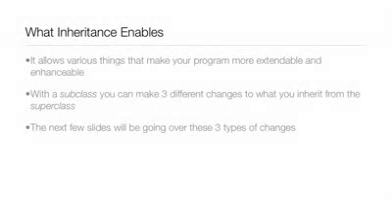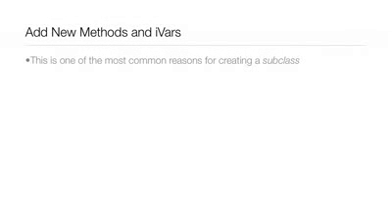Now, what does inheritance enable? We've already gone over a little bit about what inheritance enables us to do, but we're going to go a little bit more in the next few slides. It allows various things that make your program more extendable and enhanceable. With the subclass, you can make 3 different changes to what you inherit from the superclass. In the next slides, we'll be going over these 3 types of changes. The first one that we'll be going over is adding new methods and IVARs, and this is one of the most common reasons for creating a subclass.